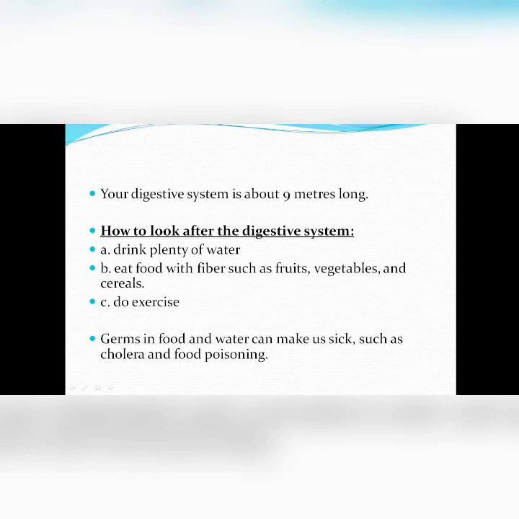Your digestive system is about 9 meters long, so when you measure your digestive system, the length is about 9 meters long. How do we look after the digestive system? We can drink plenty of water, and then eat food with fiber such as fruits, vegetables, and cereals, and then do some exercise.